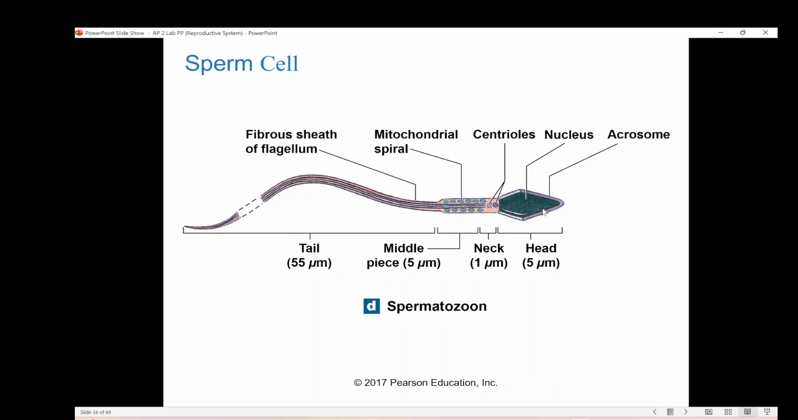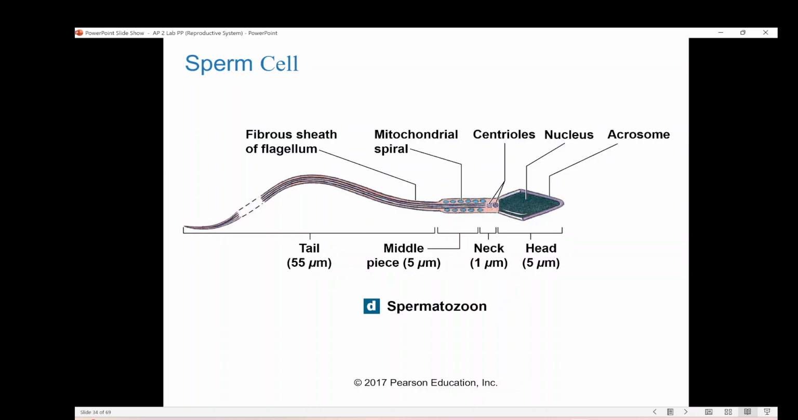Right, so you could take a look over here, the head, this little piece on here is the acrosome. I'm sorry, the neck right here. Then there's a middle piece, and then this whole thing here is the tail or the flagellum. And this is going to kind of whip so that it propels the sperm.